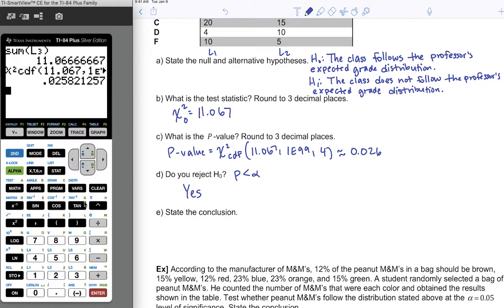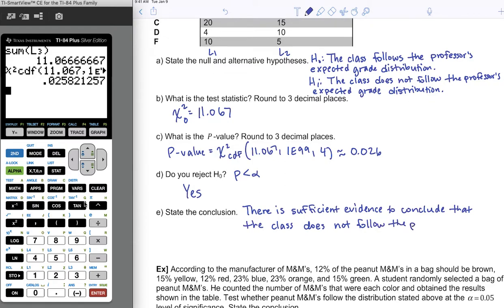So our conclusion is there is sufficient evidence to conclude that the class does not follow the professor's expected grade distribution.